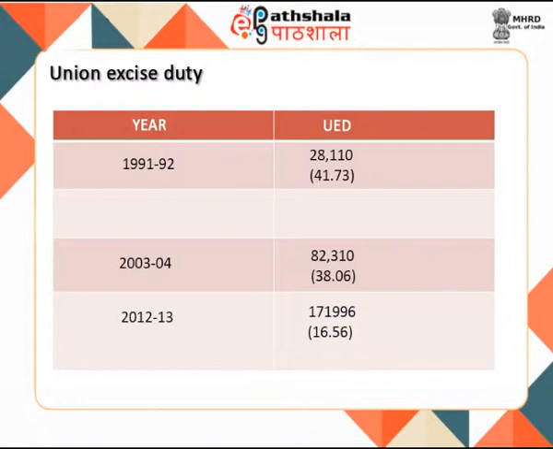Although the total revenue from Union excise duty has shown a positive trend over the years, with a growth rate of 8.74% and buoyancy of 0.66, its share in total tax revenue of the Union government has almost halved from 34.45% in 1997-98 to 16% in 2012-13.